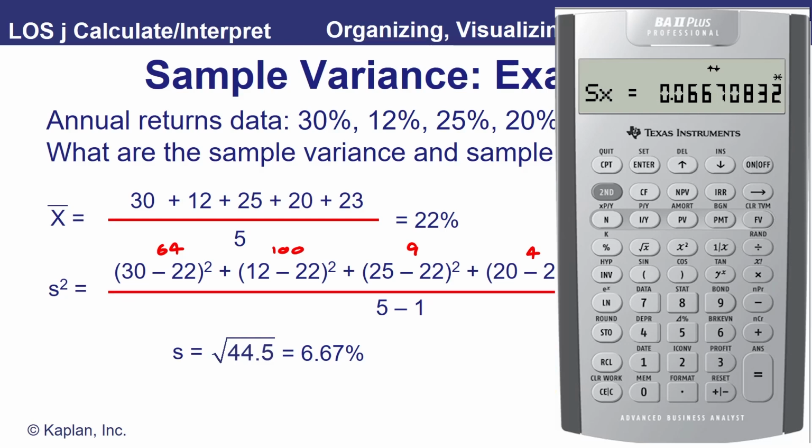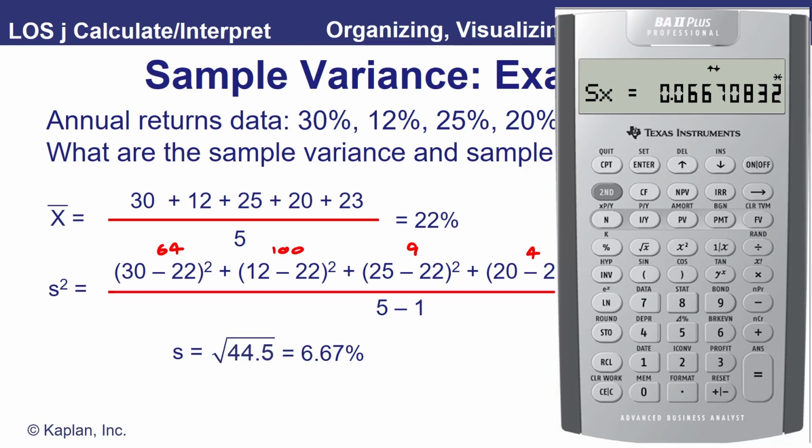We're using Sx on our calculator screen. And remember what it is. It's the estimate of the population standard deviation using a sample of data. It is not the standard deviation of that sample. The standard deviation of that sample data is the 0.05966. Okay, we are looking at an estimate of the population standard deviation coming from a sample of data.